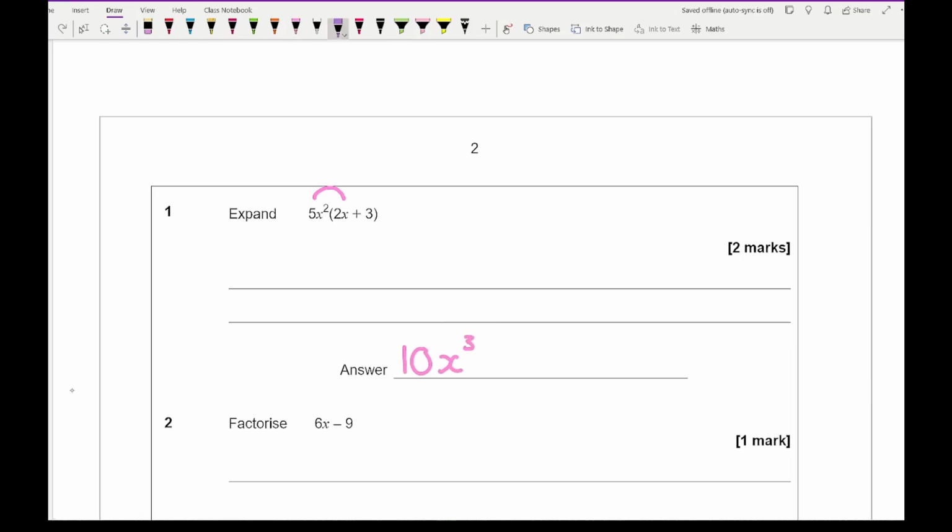I then go on to 5x squared times 3, so 5 times 3 is 15, and then I've just got an x squared. So the final answer is going to be 10x cubed plus 15x squared.